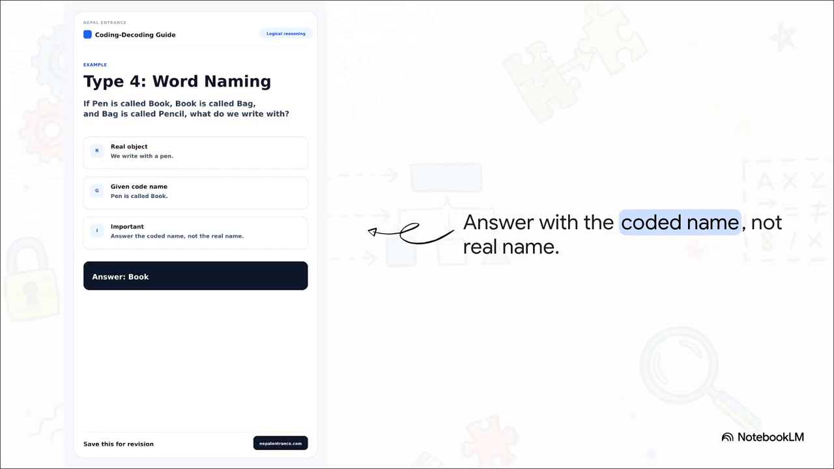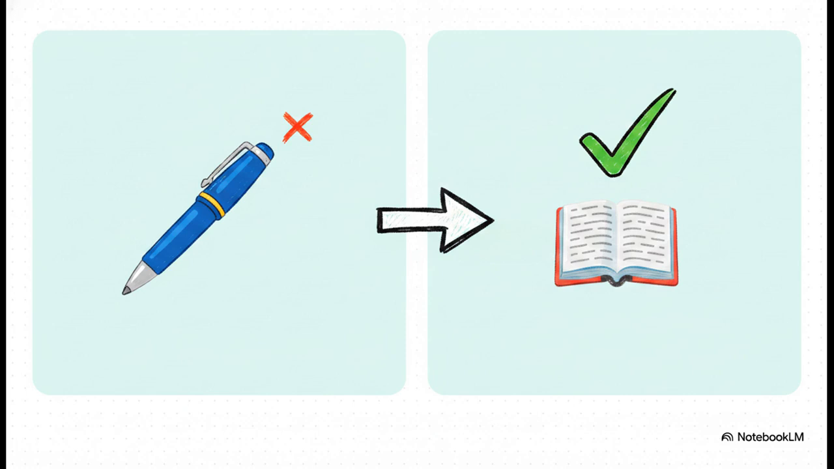If a pen is called a book, a book is a bag, and a bag is a pencil, what do we write with? So, the crucial point is how you handle this logic trap. In real life, what do we write with? We write with a pen, obviously. But remember, we have to follow the artificial rule.